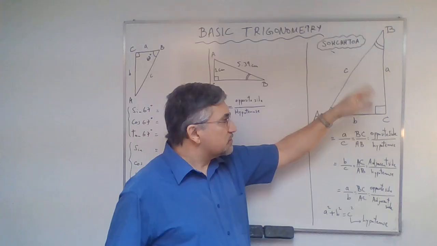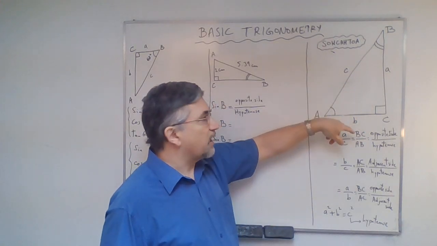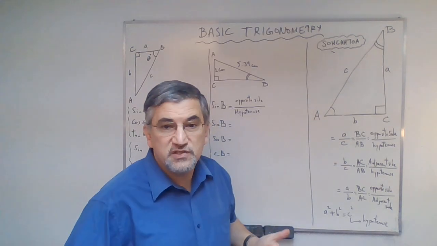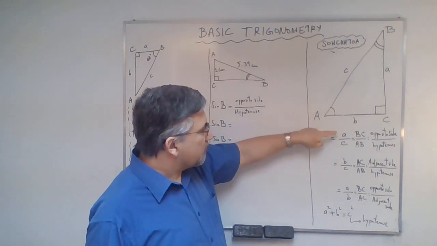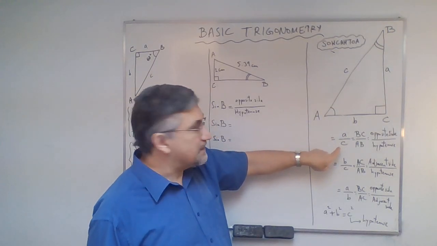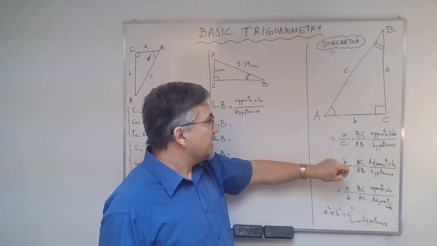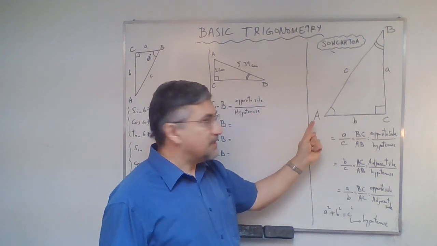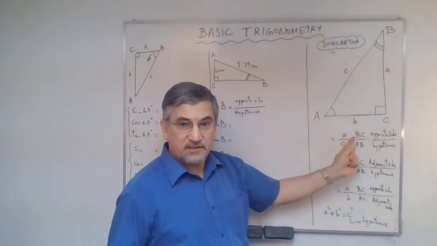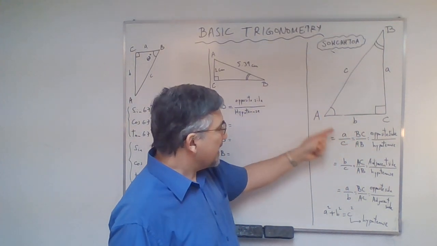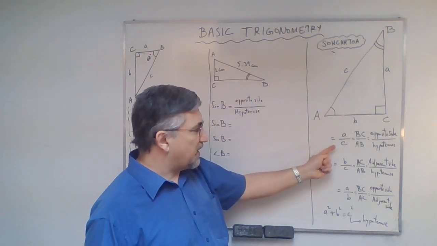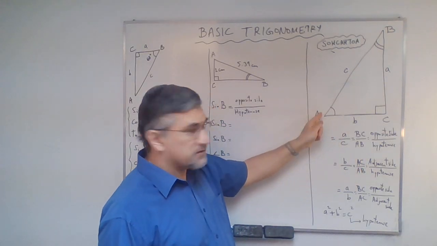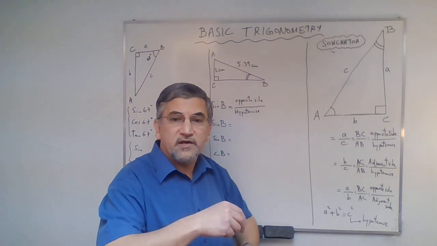Okay, so now in this triangle, we have only three sides, obviously. Two sides, two legs of the right angle triangle, and one hypotenuse, right? And we have three ratios here we want to discuss. One ratio is the ratio of side a to side c, in other words, side BC over side AB. Now, if you look at angle A, the side opposite angle A is side BC, which is denoted by lowercase a. And AB is the hypotenuse, denoted by lowercase c. So this ratio of opposite side over hypotenuse, opposite to angle A, is defined as sine of angle A.